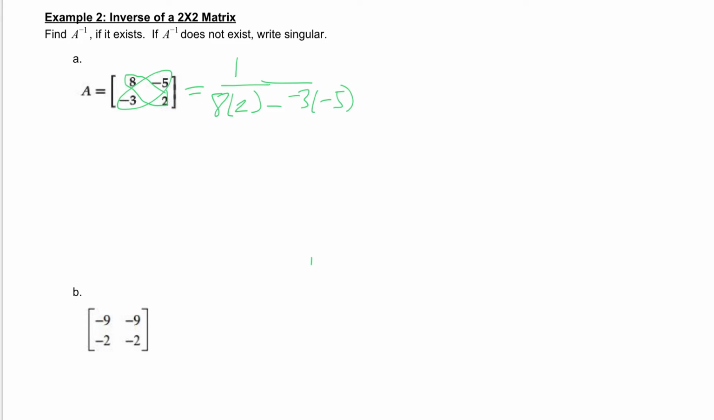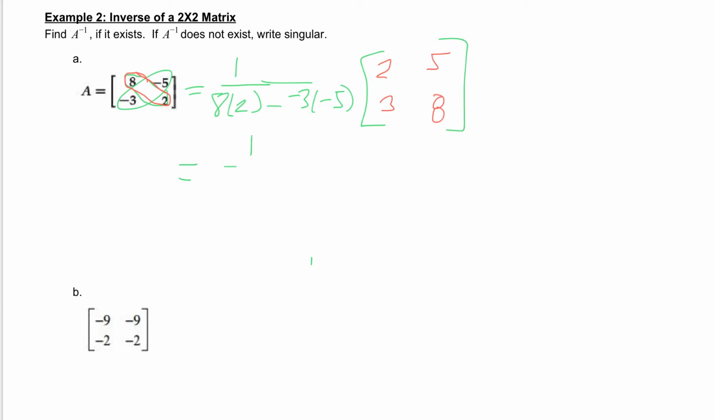And we're multiplying that by taking the 8 and 2, so this diagonal here, we're going to switch spots. So the 2 is going to come here, and the 8 is going to come here. And then the -3 and the -5 are going to stay in the same spots, but we are taking the opposite signs. So this would be a +5, and this would be a +3.